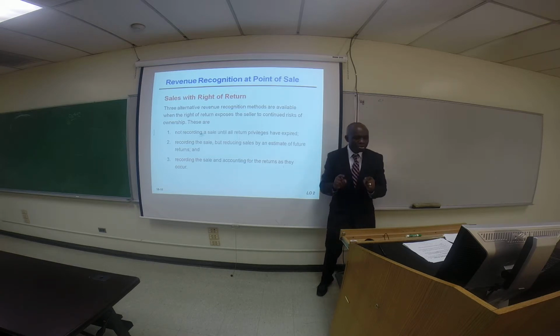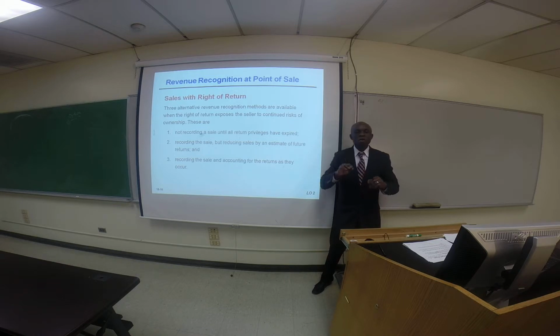So in such circumstance, we have 3 alternate revenue recognition methods that are available in dealing with that kind of situation. Number 1, we don't even record a sale until all return privileges have been expired. In other words, there are some conditions there. If the condition expires, then the buyer is stuck. The buyer has to buy them. So that's number 1. Don't record sales at all. Number 2, we record the sale and make provision for X amount of dollars that might be returned.